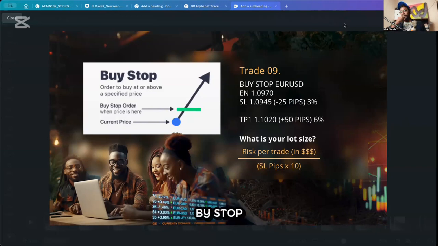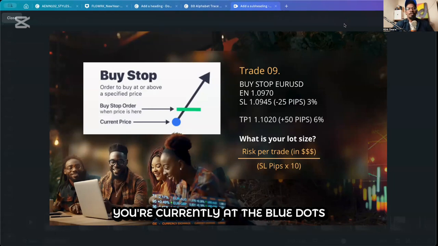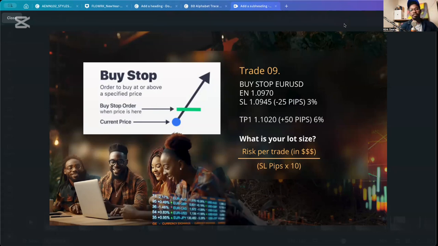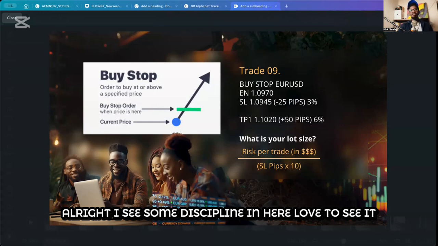Buy stop. You see the diagram of the buy stop? We're currently at the blue dot. We expect price to increase in value and then continue going up. All right, I see some discipline in here. Love to see it.